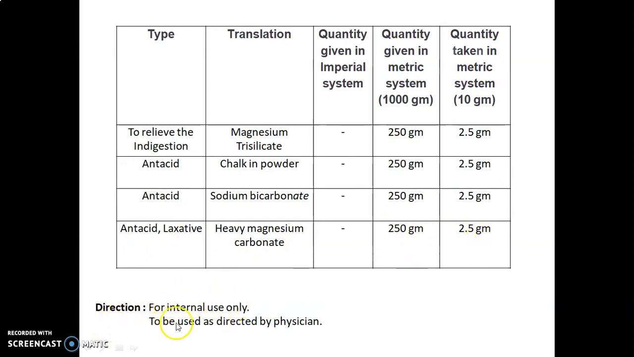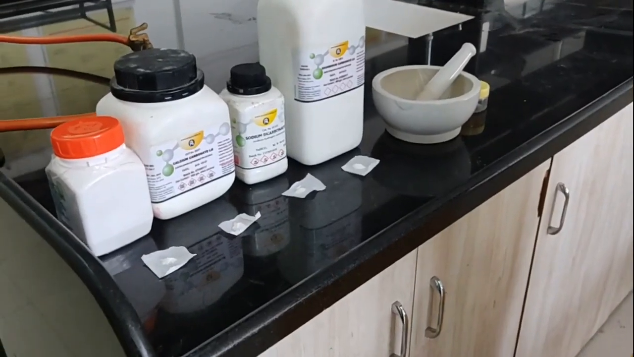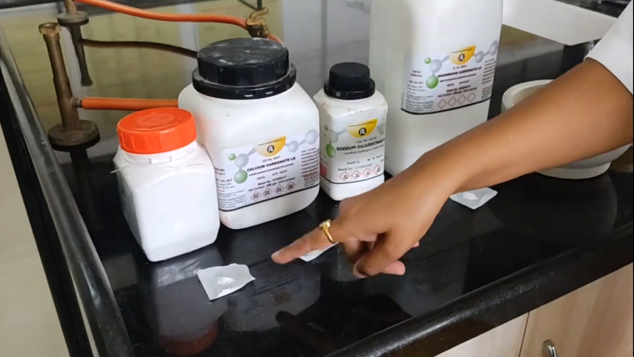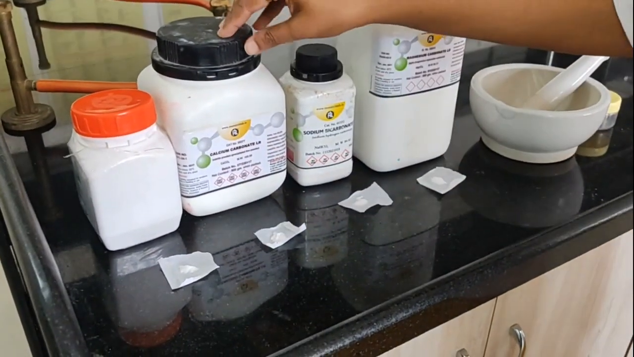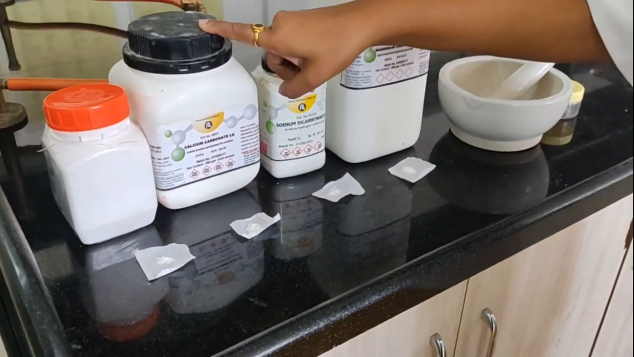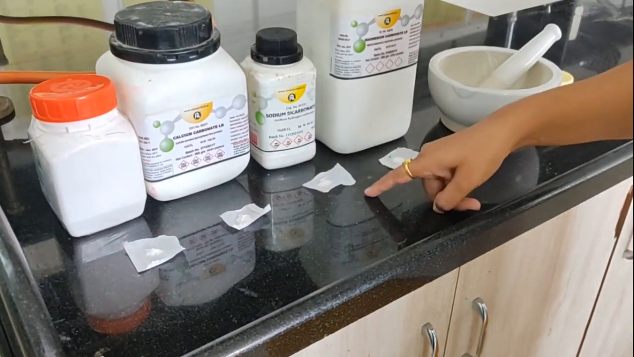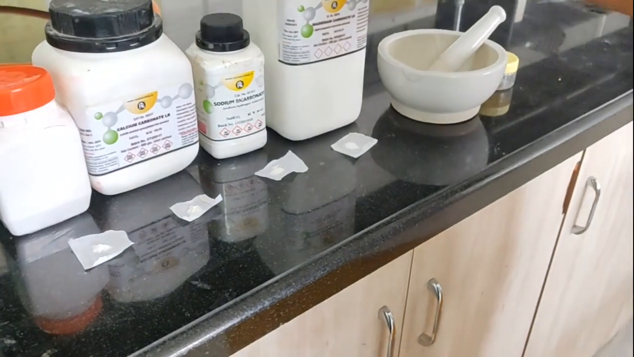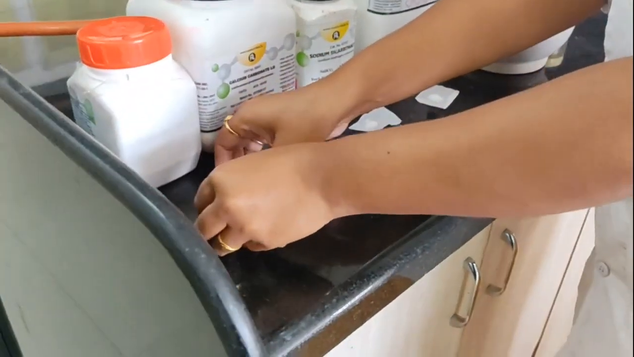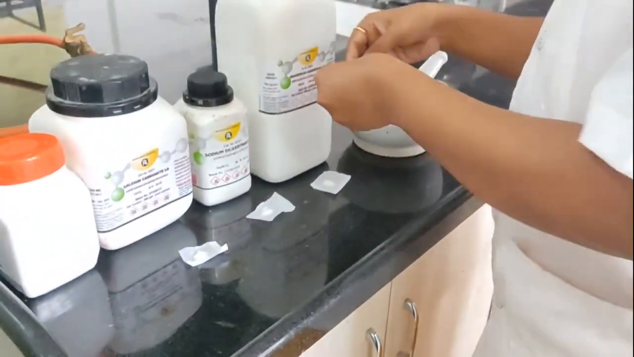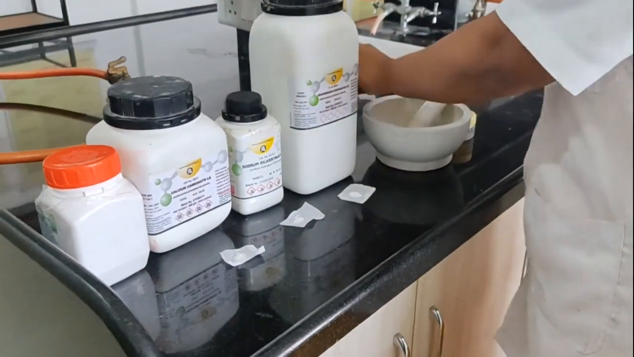Direction: for internal use only, to be used as directed by the physician. So we have here magnesium trisilicate, which is previously weighed. This is calcium carbonate, that is chalk powder, which is previously weighed. This is sodium bicarbonate, and this is magnesium carbonate. So I am going to transfer all these powders into this mortar.